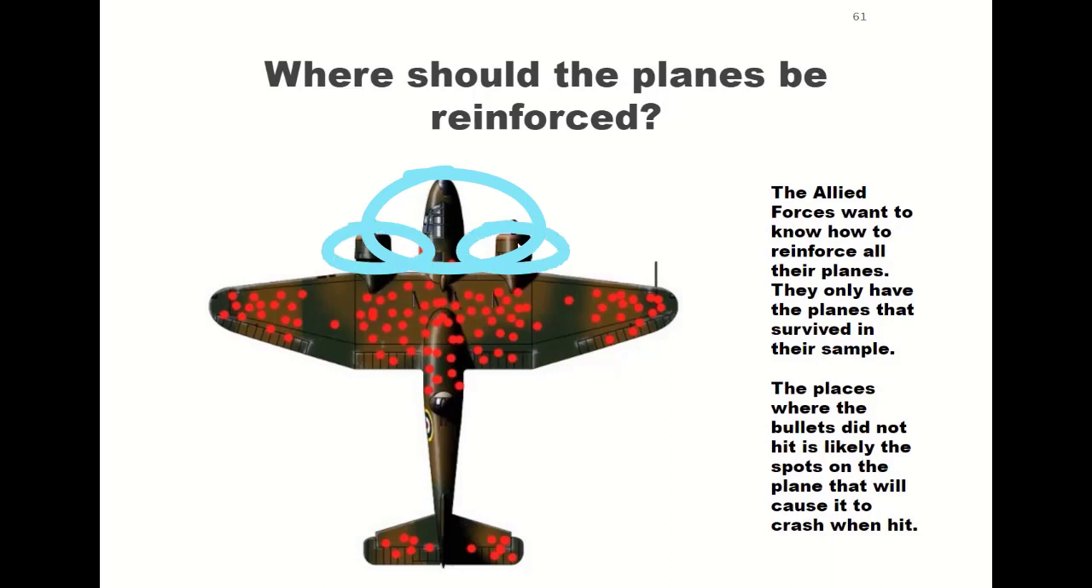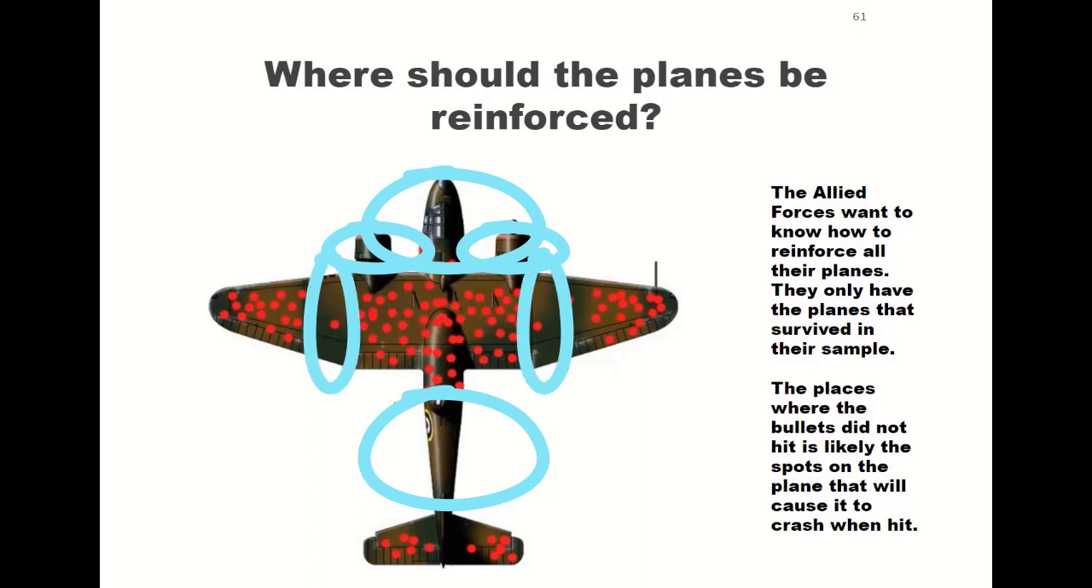There's nothing here on the engines. We can deduce that any plane that got hit in the engines probably crashed because they're not getting any back to the base that don't have damage. The back end of the fuselage was not hit, so maybe there's something here that kept the tail intact. If this would have been fired upon, it would have compromised the plane. And maybe these areas right here, if there was too much fire on these areas, then perhaps one of the plane's wings would have broken off and they could not return to base.